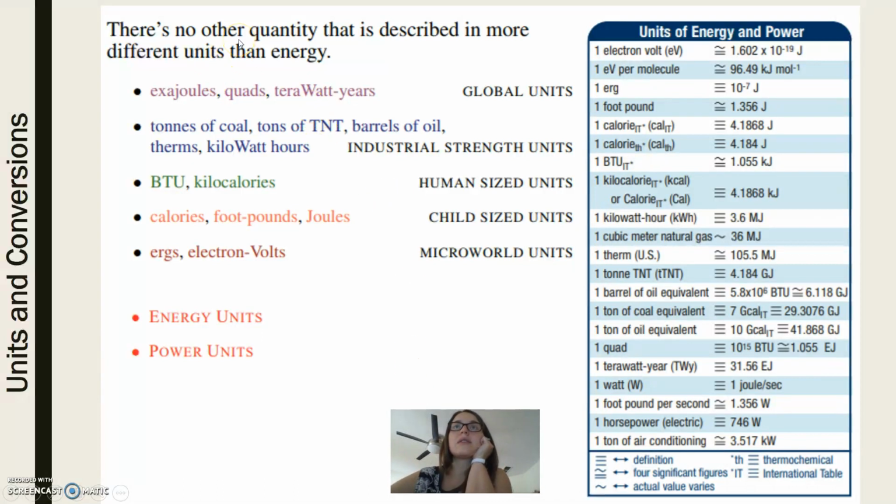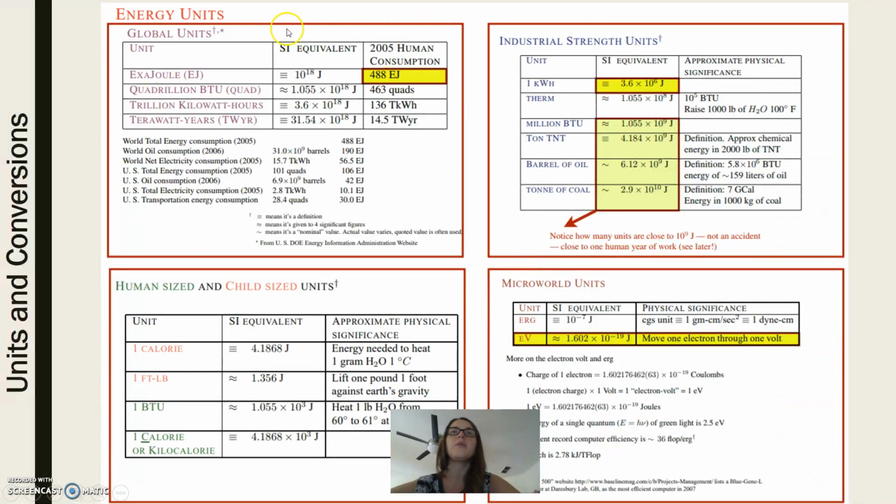So energy can be described in all sorts of units. And it really depends upon the scale. So this is an example of the units of energy and power. And they're pretty much broken down in terms of the scale of the energy that we're talking about. And so if we look at global units here, this is getting to our world total energy consumption in exajoules, all of the stuff that we talk about on a grand scale would be our global units. Our industrial strength units would be the next size down. And these, you notice, are somewhere around 10 to the 9th joules.